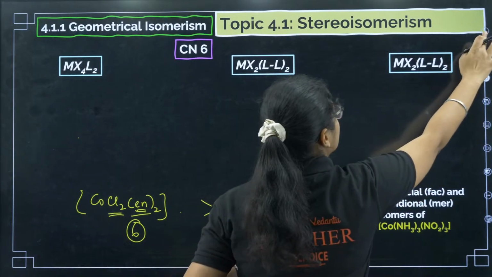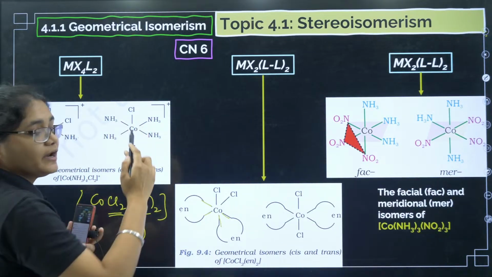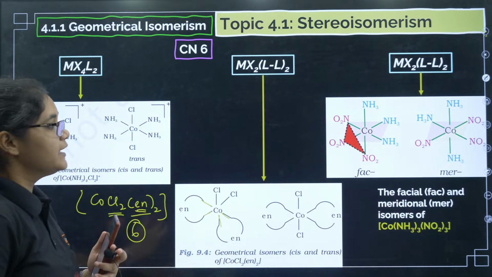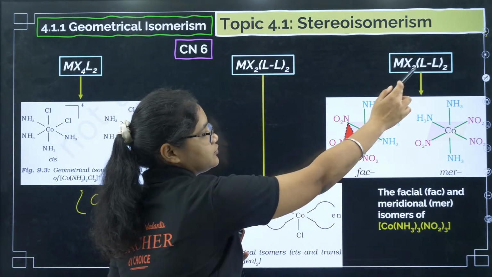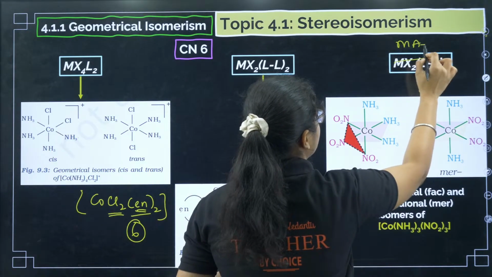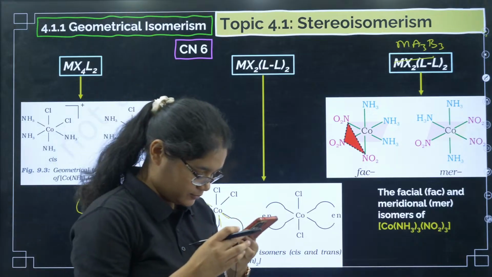Okay, so you can just see these diagrams. In MX4L2 there is cis and trans, in MX2L2 there is cis and trans. So this is actually Ma3B3. In Ma3B3 we will have facial and meridional isomers.